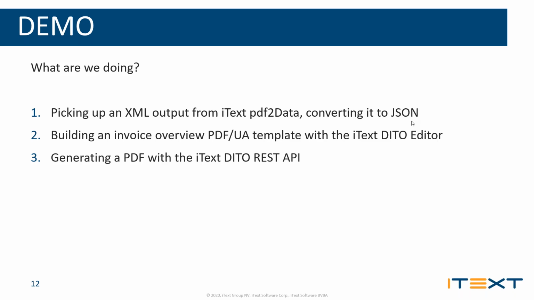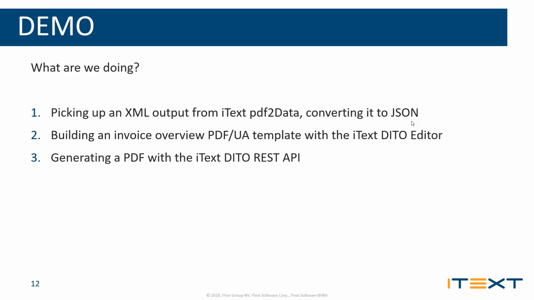The JSON can be enriched with some data that's coming from somewhere else. It can also be a collated kind of JSON, where you have multiple of these XML outputs combined. Once we have that, you can use that JSON to build a template. So we have this invoice overview template that will create PDF UAs. That means accessible PDFs that can be read out loud by screen readers and support other kinds of assistive technologies.